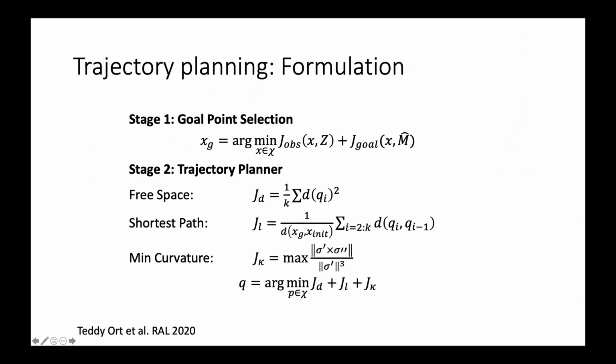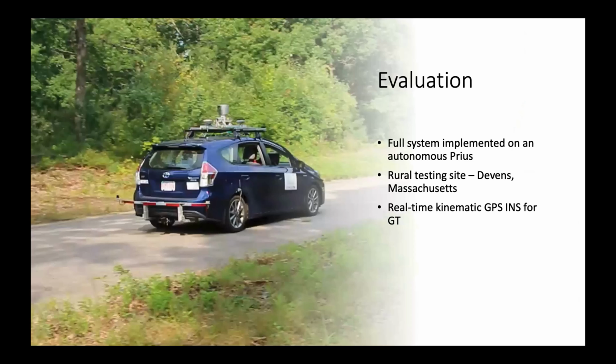I'll not go into the details a lot. It's again a variational planner with a few constraints. You want a path with low curvature, you want it to be the shortest path, and you want enough free space on either side of the car. And you want to have enough goal points to be able to accomplish this.